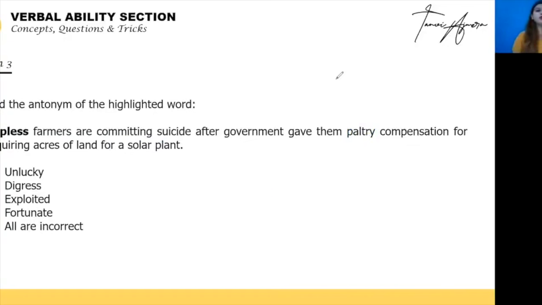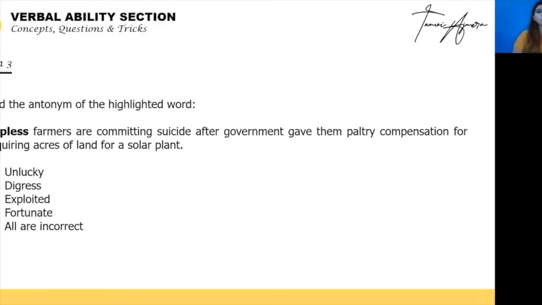So this way we have understood, even if we do not know the meaning of the word hapless, the context basically wants us to look, this context is a negative connotation that we are talking about. Now, if something is negative and we're trying to look at an antonym of that, then that will definitely be a positive word. Let's look at the answer options.